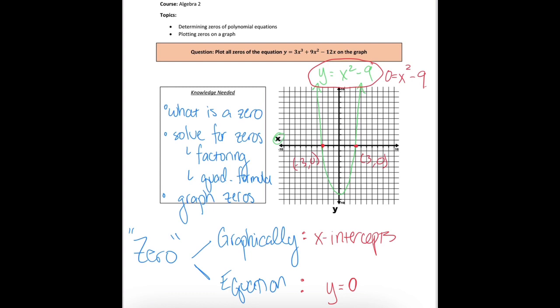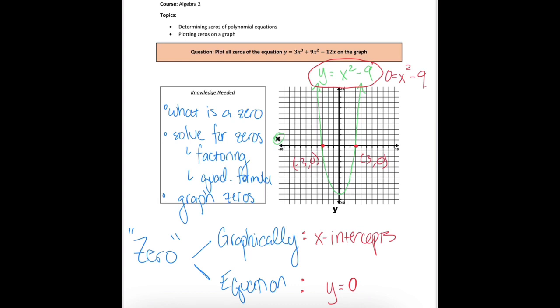All right, so that's what a zero is. From a graphical perspective, it just means, hey, where does your graph cross the x-axis, the x-intercepts? And from an equation perspective, it really means, hey, for what values of x will make your equation equal or have y equal 0, right? So those are two ways of really understanding, well, what is a zero?